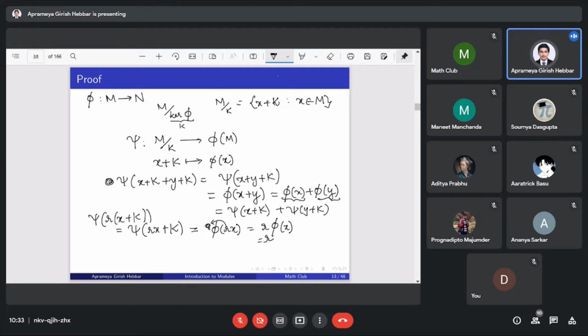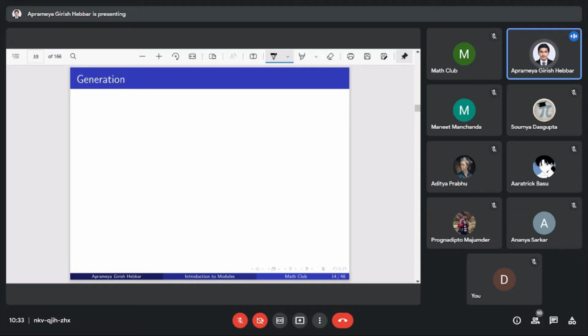And by definition of psi, this is psi of x plus K. So we have proved that the given map psi is actually an R-module homomorphism. So now let's show that it is injective as well as surjective. So I'll write it again. We have psi from M over K to phi of M given by x plus K to phi of x.